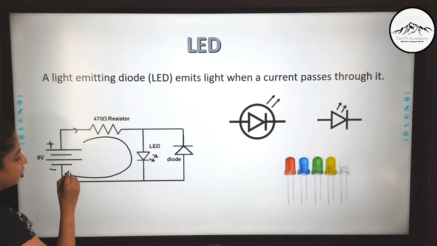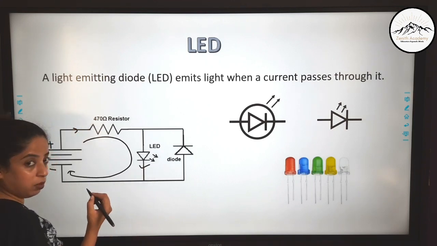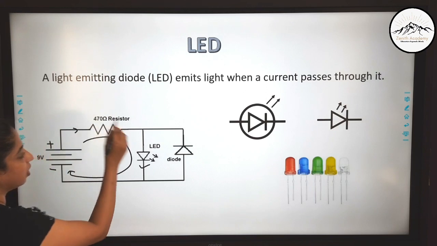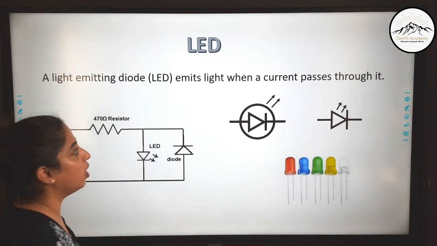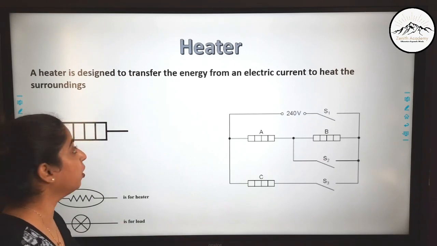So in this direction the current will flow in the circuit and the LED will glow to show that the current is flowing in the circuit. So LED is a very good indicator to show when current is passing through the circuit or not.